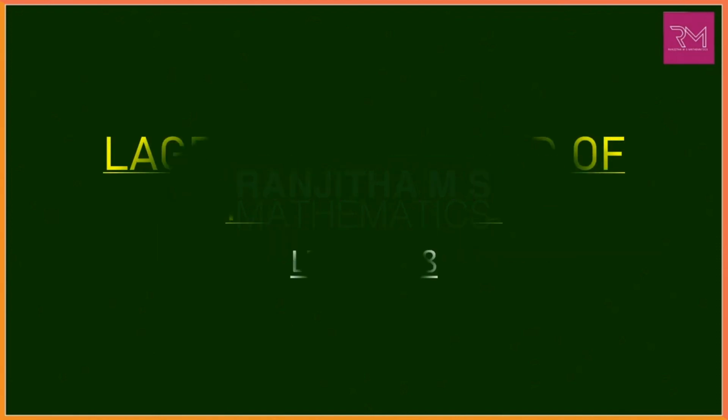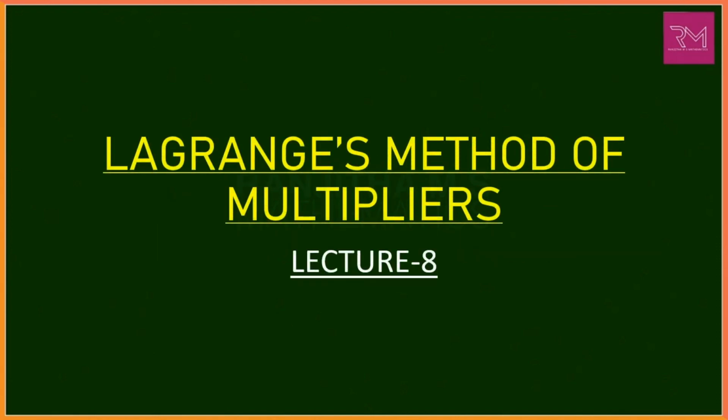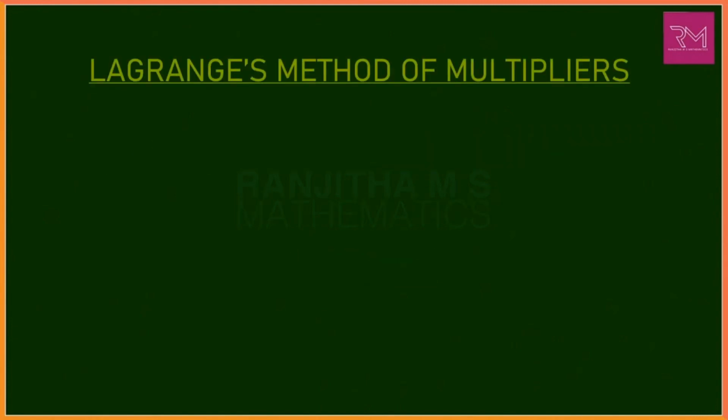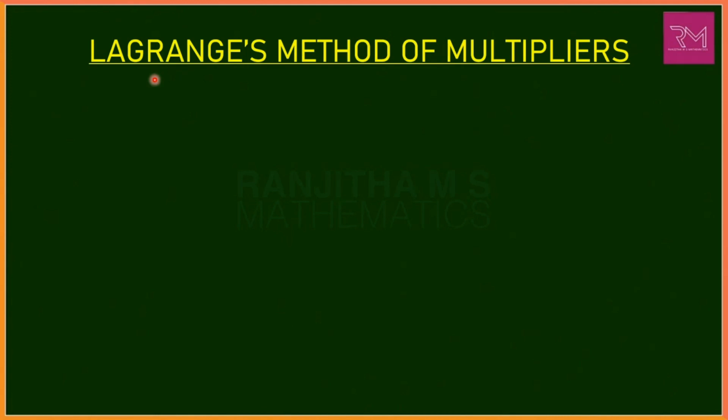In this video, we are going to study Lagrange's method of multipliers. First, let us understand the concept of Lagrange's method of multipliers. Sometimes, it is required to find stationary points for more than one variable if they are given specified conditions. In that case, Lagrange's method of multipliers helps us to find stationary points subject to some specified conditions.